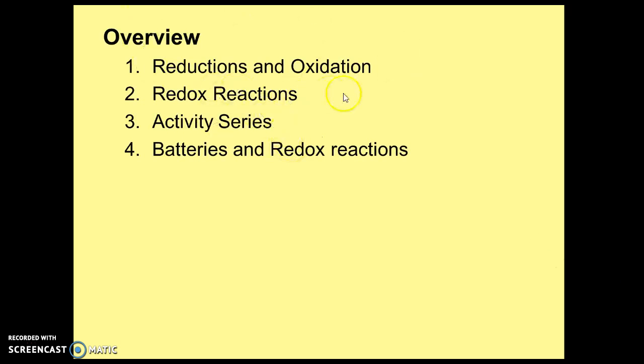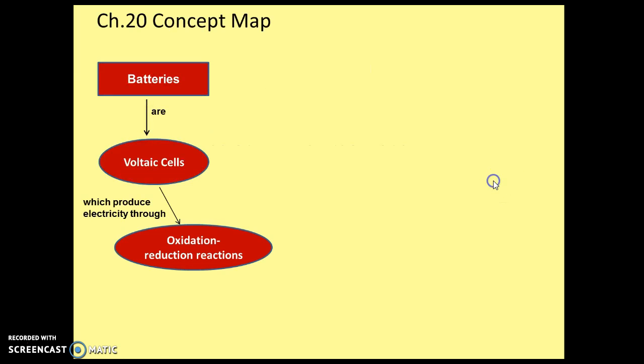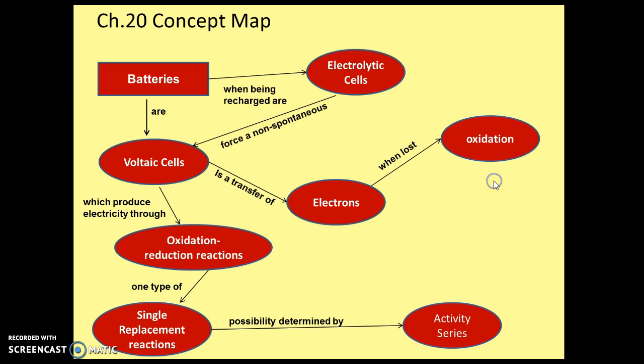So the overview of this chapter: we started by learning what reduction and oxidation mean. We started looking at some redox reactions. We're going to look at the activity series, and then we're going to end by talking about batteries, how redox reactions apply to our everyday lives. We did this concept map, so I'm going to run through this quickly. We talked about it in class.